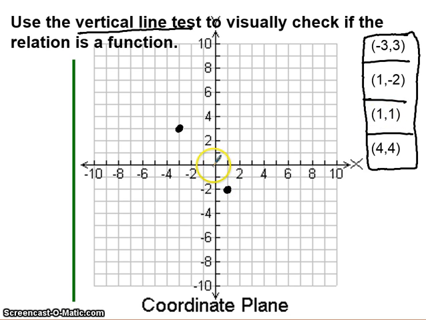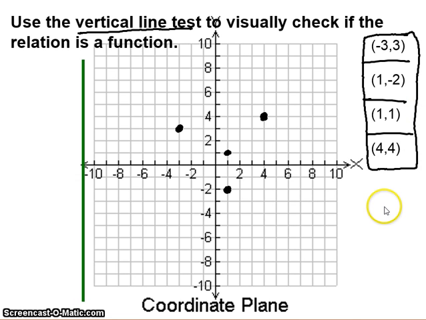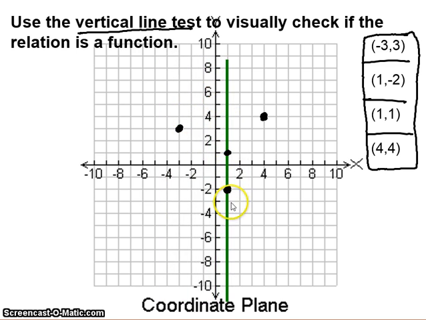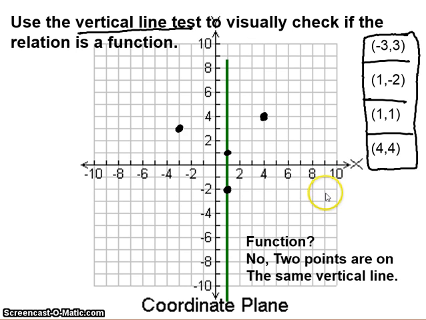Let's go to 1, 1, over 1, up 1, and 4, 4, over 4, up 4. So here's our relationship, these 4 points. And if we were to slide this vertical line across, here this point's only touching once, but when we get to here, do you see how that vertical line is touching in 2 places? That means that this is not a function because 2 points are lying on the same vertical line.